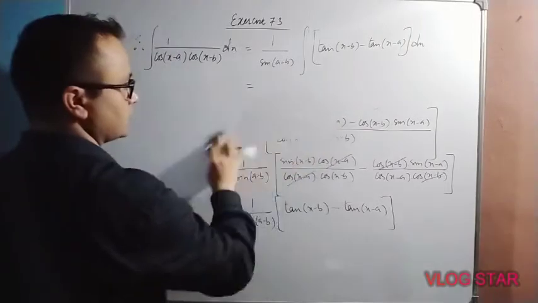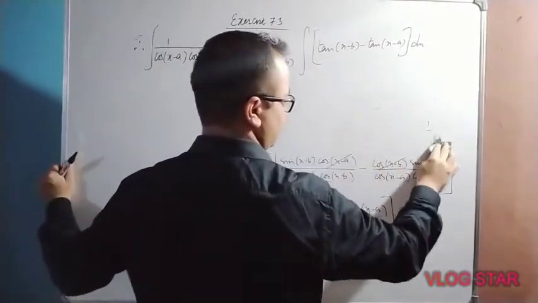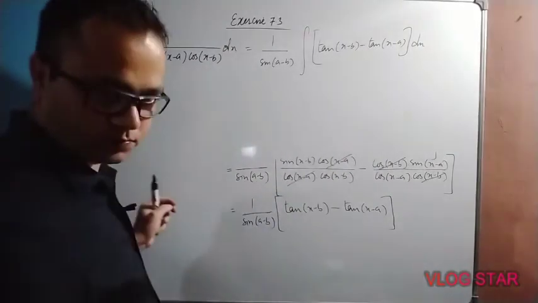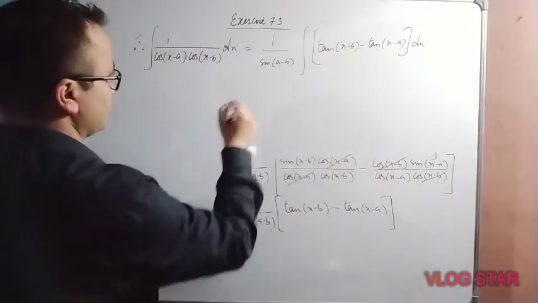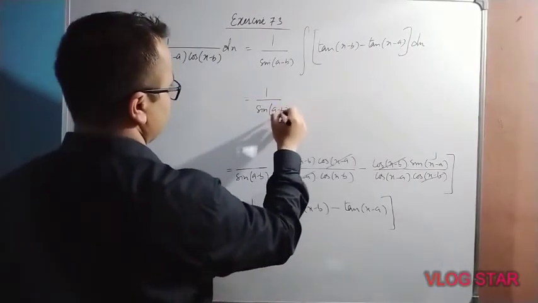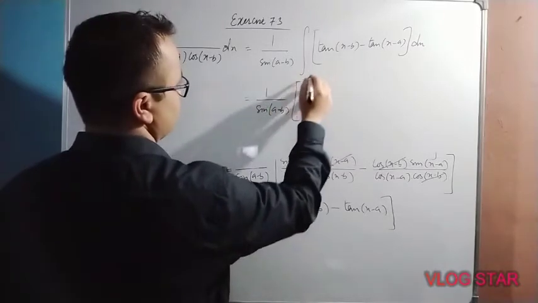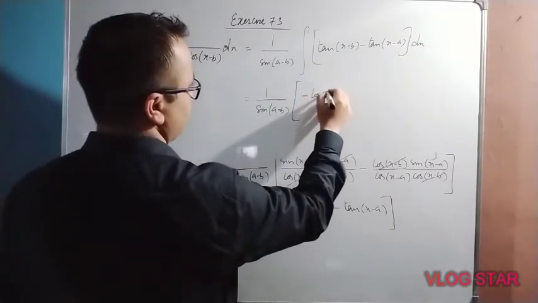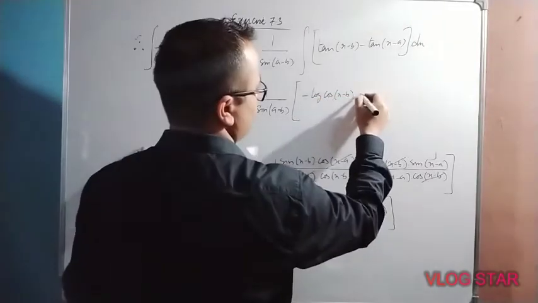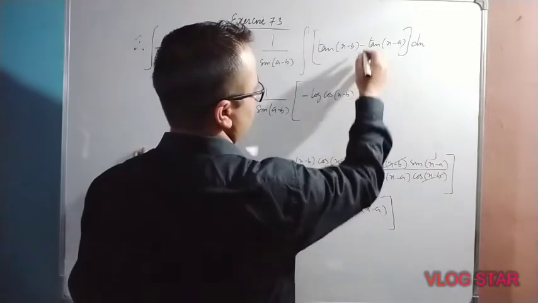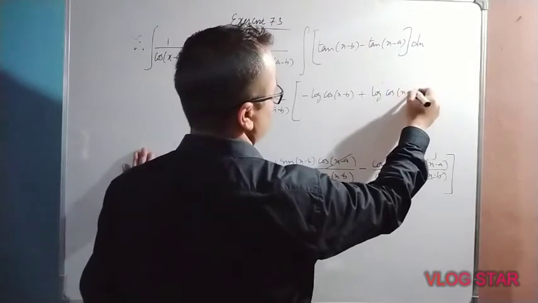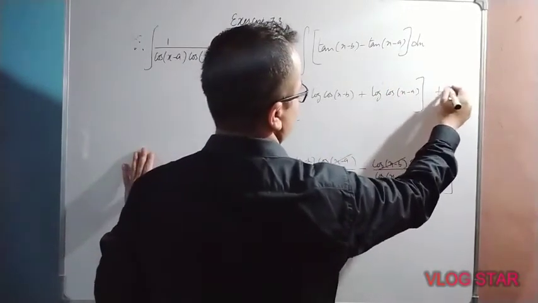Now what is the integration of tan x? It is minus log cos x. So this equals 1 by sine a minus b. The integration of tan x is minus log cos, so minus log cos x minus b. Here it is minus also. Minus into minus is plus log cos x minus a, plus c.